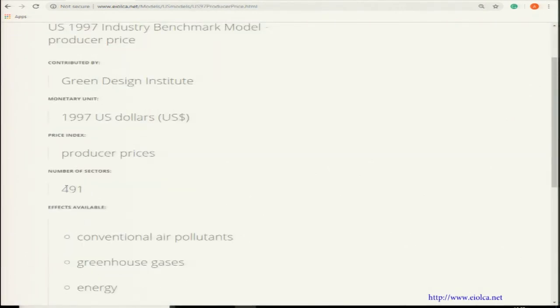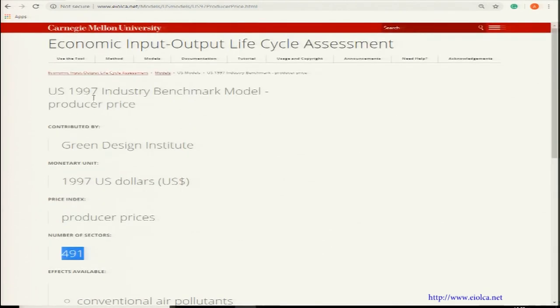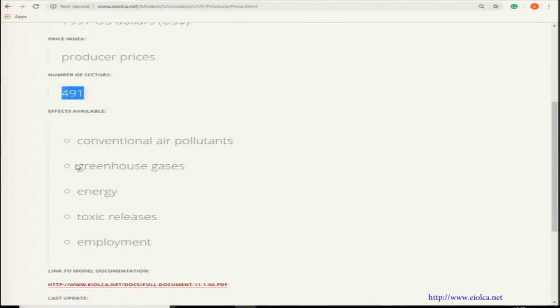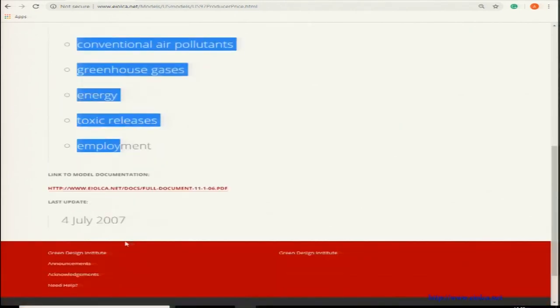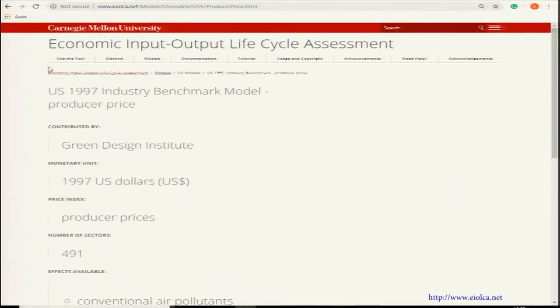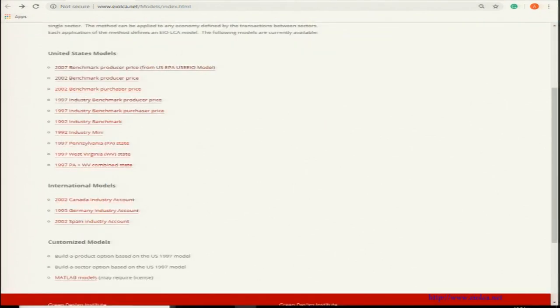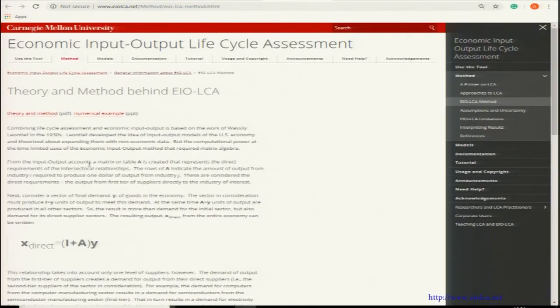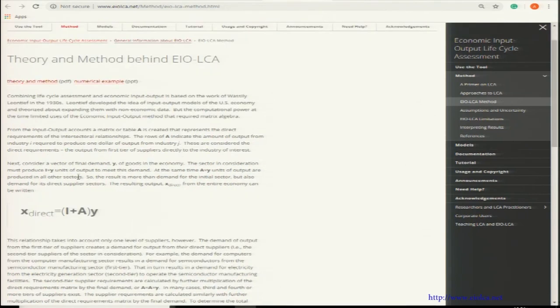Okay, the number of sectors is higher here in the 1997 industry benchmark model, producer price. The effects are even more here, but this is again not updated. It was last updated on 4th July 2007. So we'll work on the 2007 model only. Before that, let us see how this works.